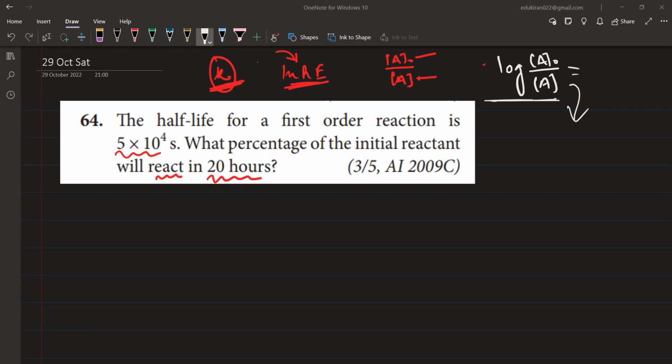Guys, please send whatever you have done in 2 minutes, and then I will discuss this. Akshay, can you send the answer on WhatsApp? I just want to see how you have done that.